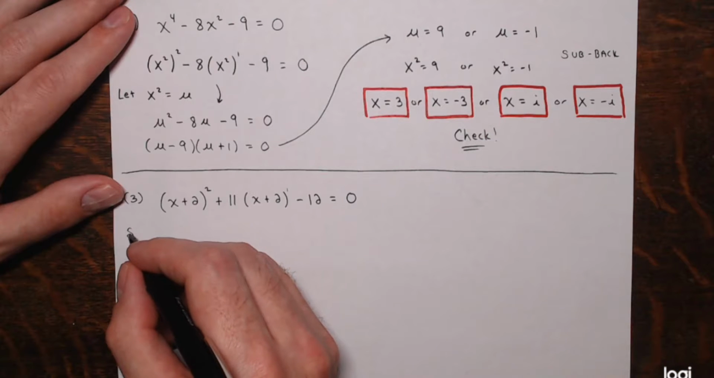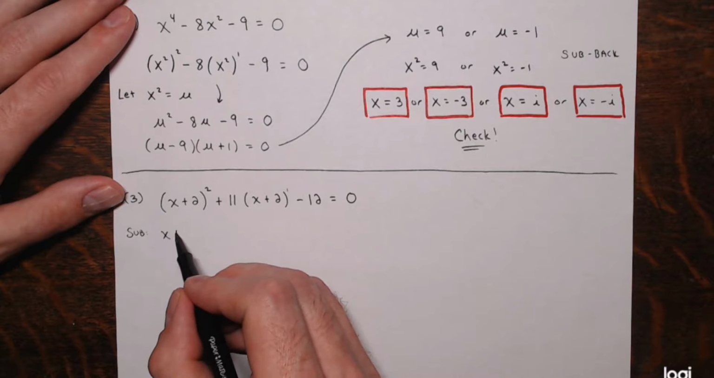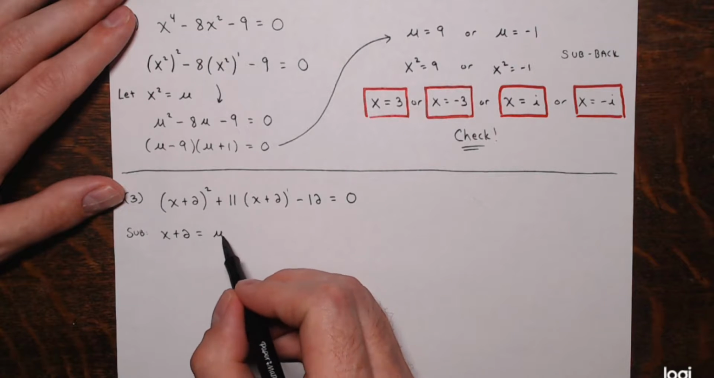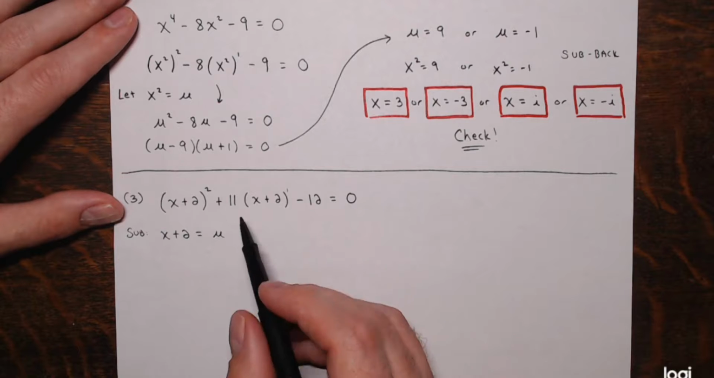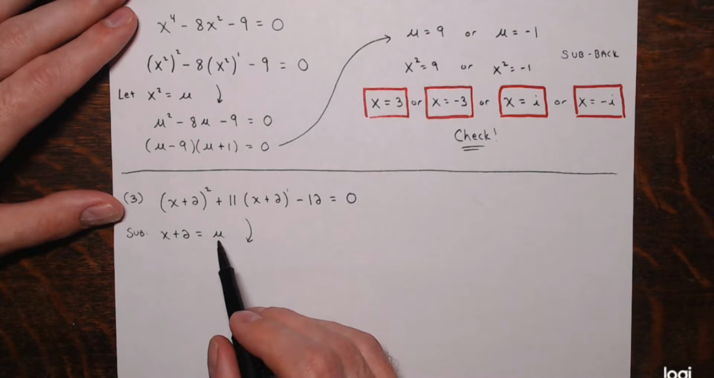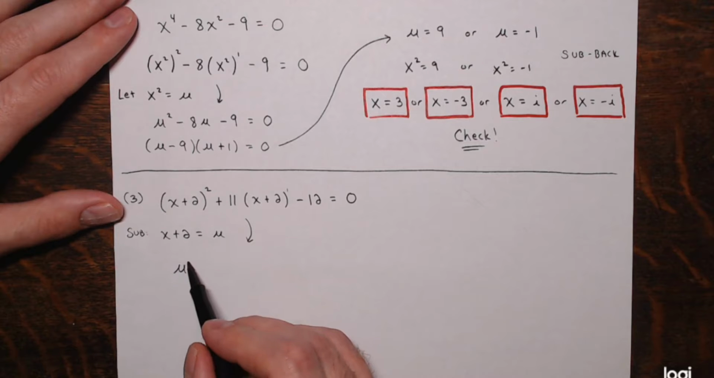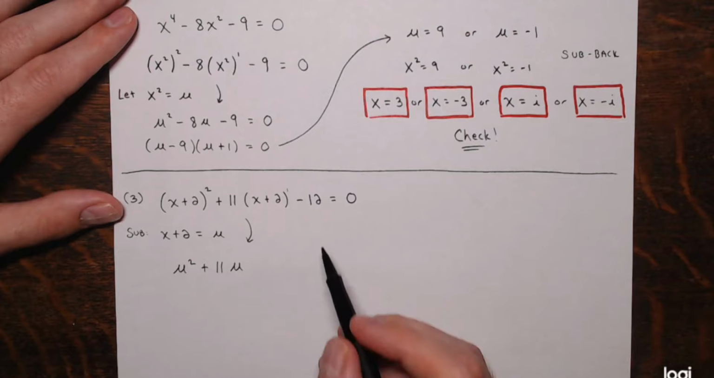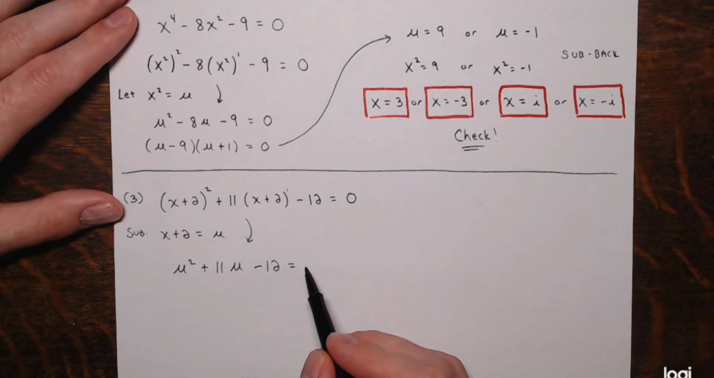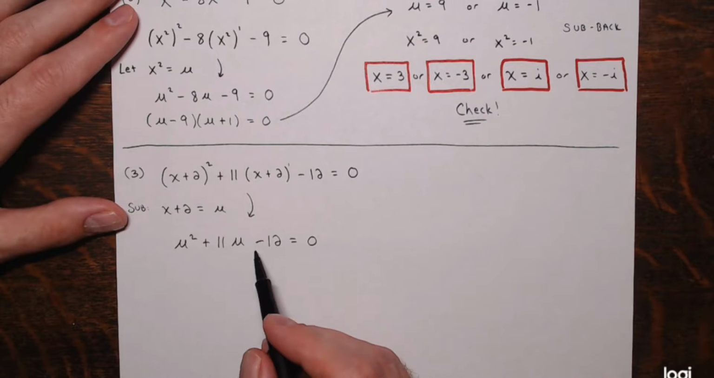So I'm going to make a substitution, just like in the previous two examples, right? It's obvious what to substitute here. I'm going to replace these x plus 2's with u. Again, it doesn't have to be u. It can be whatever other letter you wish. And that turns this equation into a new quadratic equation with this new variable u. So the first term is u squared plus 11 times u to the first, or just u, and then minus 12 equals 0. And then we solve this for u.